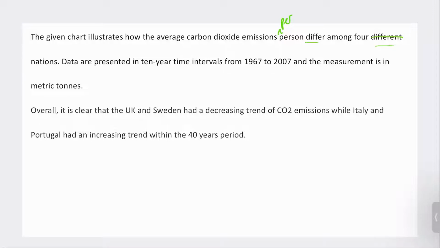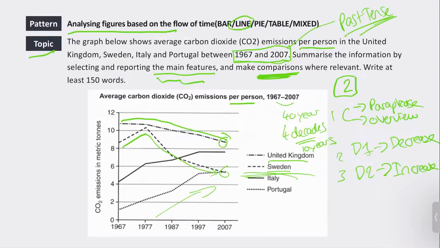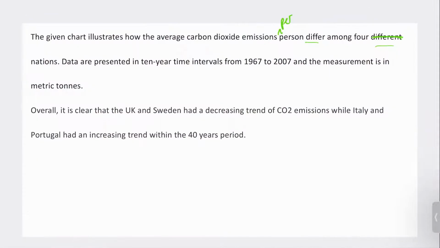So we've got differ among 4 different nations. Differ among, you can just say 4 nations. Probably even say 4 European nations because they're all in Europe. Data is presented in 10-year time intervals from 1967 to 2007, and the measurement is in metric tons. Okay, so this is a pretty nice paraphrase and description of the graph. They've tried to paraphrase like the title. They've given a little bit of description about it. Yeah, there's a couple of grammar issues, but overall I think that's pretty good.